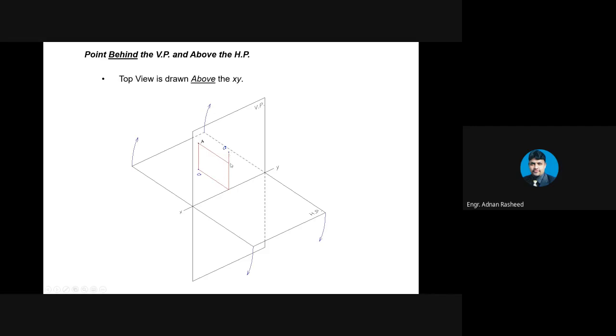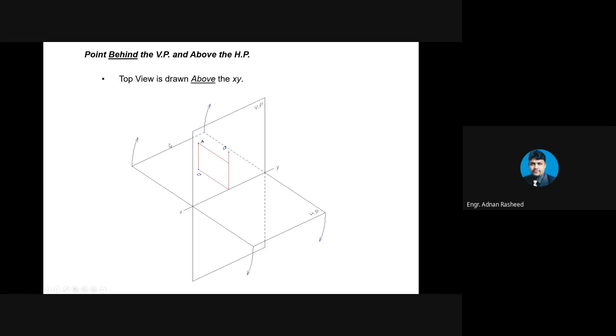Clear? So that's why we do not take the second angle projection, because both the frontal view and top view will be in the same place, meaning above the XY line. So it will create confusion for you.